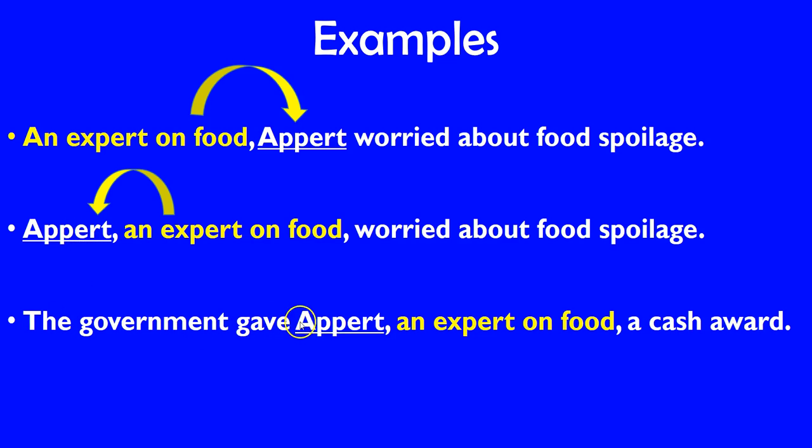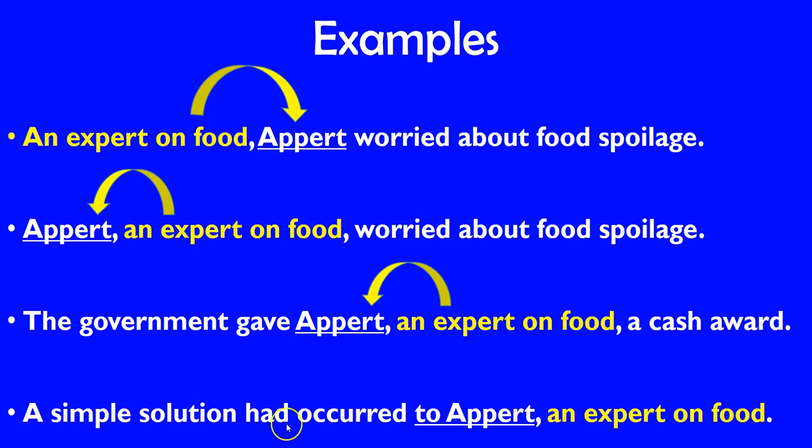The government agency gave Appert, an expert on food, a cash award. So an expert on food is still our appositive. It's still modifying Appert. Here, it's further in the sentence. Government is our subject. Gave is the verb. Appert is our indirect object. And the appositive is modifying the indirect object. Award would be our direct object. Okay, so again, set off by commas from the rest of the sentence.